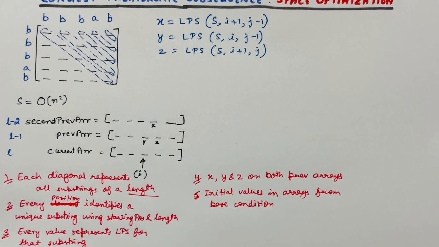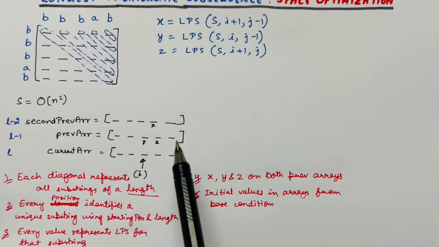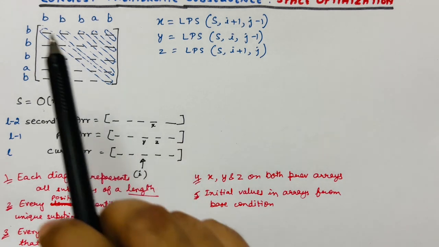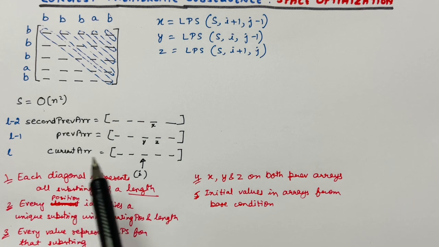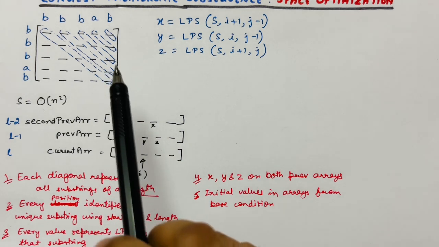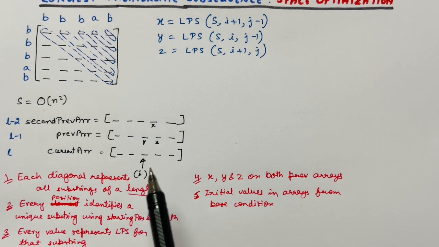Now let's see how we use all of this to find our answer, the length of the longest palindromic subsequence. We start with lengths 1 and 2. That means we have filled the 2 diagonals first. We will use these to fill our length 3. That means we will use this to fill our third diagonal. Once we are done with length 3, what is our next step? Our next step is to fill for length 4.